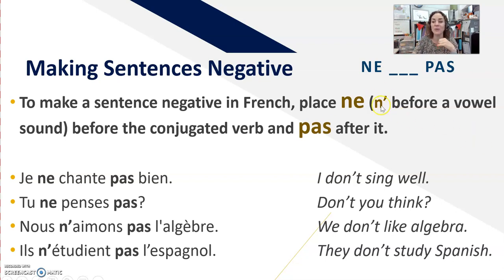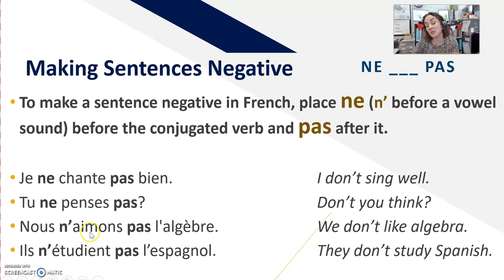If the verb in the middle starts with a vowel, you will have to make a contraction. And instead of ne, you'll have N apostrophe in front so that it flows smoothly. You make contractions in front of short 2 or 3 letter words that end in the letter E, like je or le, or in this case, ne. Here are some examples below.